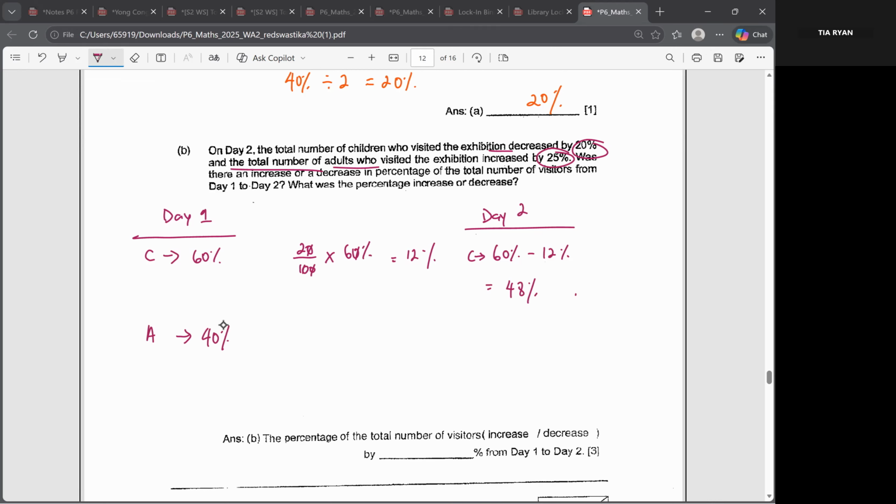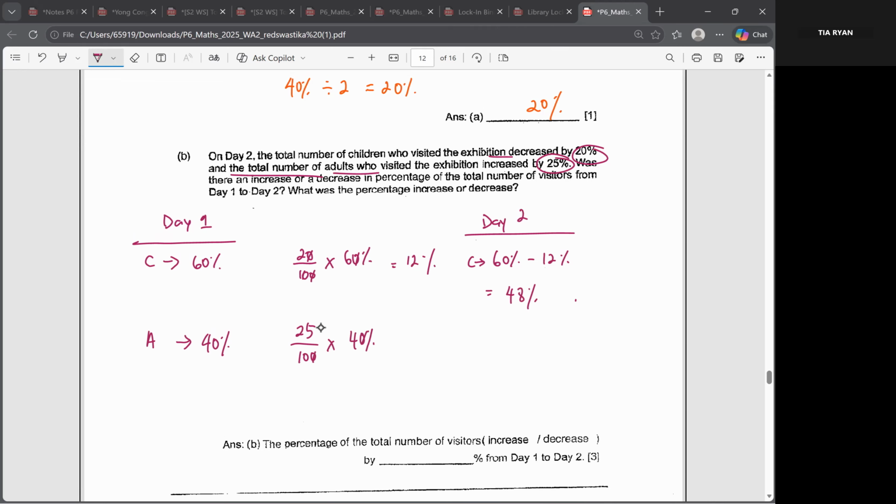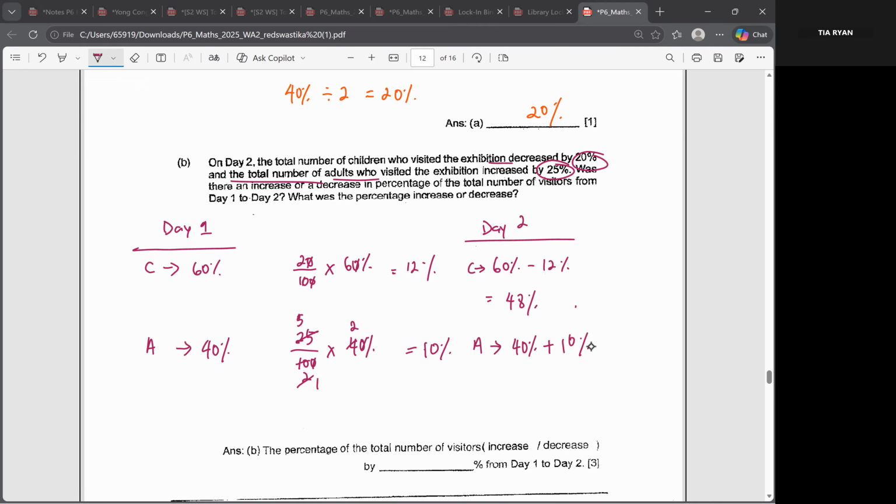My adults has 40%. It increased by 25%, so I want to find 25% of the 40%. Do you understand what I mean? So I cancel, this one cancels. Divide by 5, divide by 5, I get 2. Cancel this, I get 10%. And since it increased by 10%, the adults in day 2 would be 40% plus 10%, which gives me 50%. Agree?